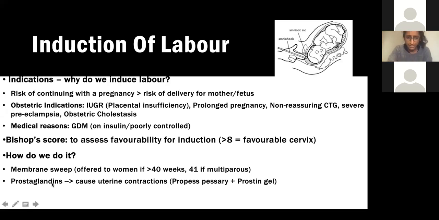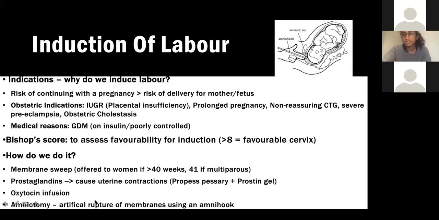You can give prostaglandins as well. And they basically cause the cervical effacement, and then they cause the uterine contractions. And at Newham anyway, they usually put a pessary, and then they would give women the prostin gel. So there's a pessary that lasts for 24 hours, and then you can give them the gel as well on top of that. There's usually a maximum dose of prostaglandins that you can give. And then we mentioned the oxytocin infusion, and you can also do an amniotomy, which is basically where you use a little hook, and that's what it shows in that picture. So as you can see, you should be able to get good access, and you should be able to see the membranes in order to rupture them. So those are the different methods.